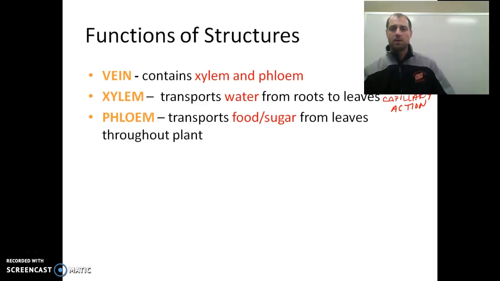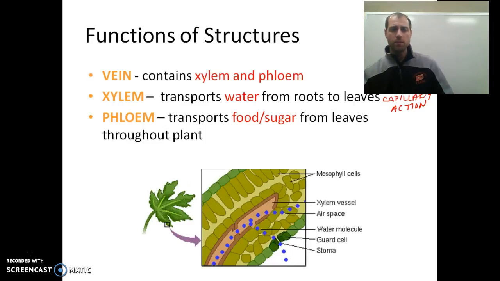The phloem is going to transport food or sugar that the leaves make during photosynthesis to the rest of the plant. And so we see the xylem vessel within our vein, and it allows that capillary action to come up and then disperse water amongst the cells.